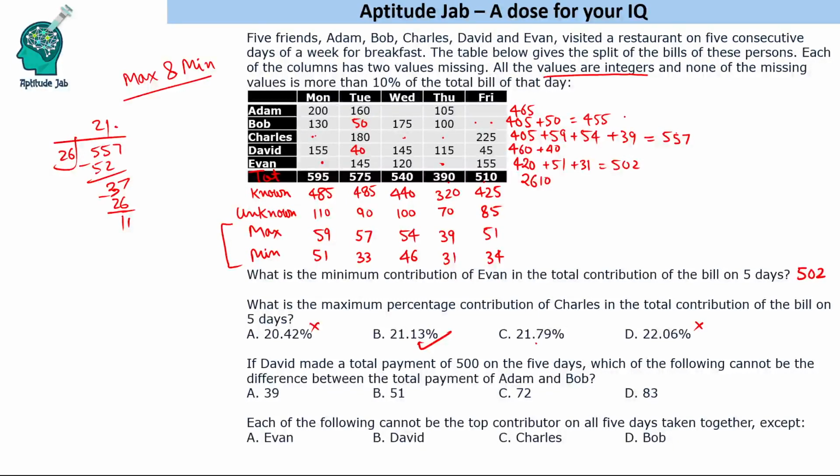455 is already fixed, plus 34 to 51. So that is the maximum that you can go. So the minimum will be 489, the maximum will be 506. So this is the range of payment of Bob.